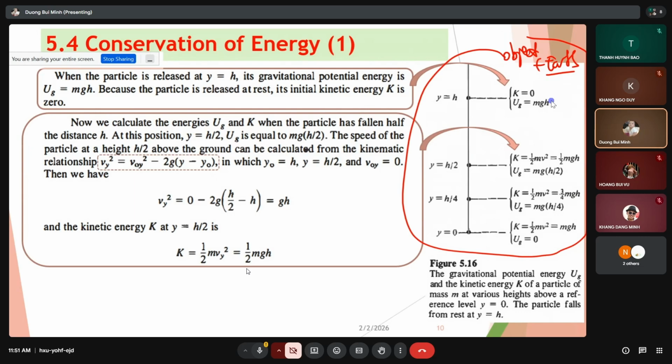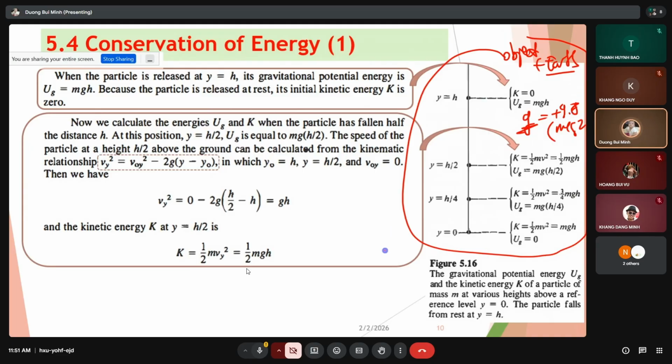We need to consider gravity. And for this one, we have g, the gravitational acceleration. g is minus 9.8 meters per square second. So this is constant.